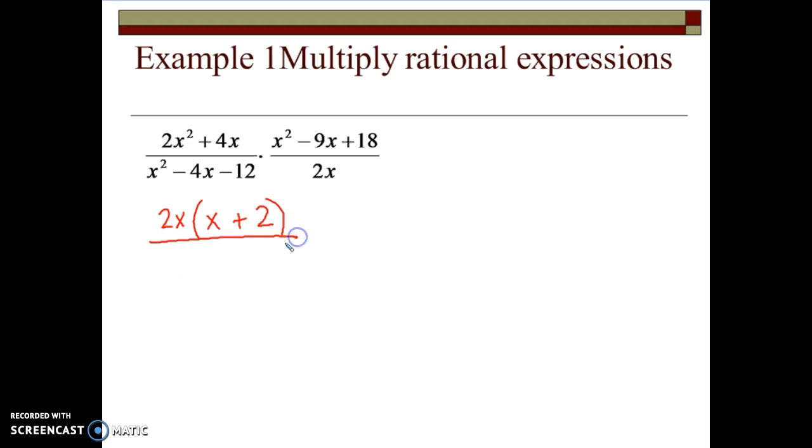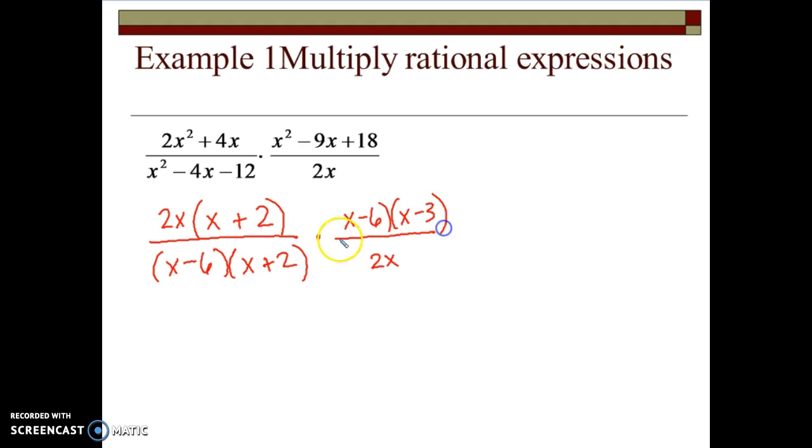On the bottom, it's a plain Jane trinomial, so I've got to find something that multiplies to negative 12 but adds to negative 4. And so that's going to be 6 and 2, and then the 6 needs to be negative. Then I'm multiplying by x squared minus 9x plus 18 over 2x, and I can't do anything with that 2x. But again, I have a plain Jane trinomial on top, so I'm going to multiply to 18 and add to negative 9, so that's going to be negative 6 and negative 3.